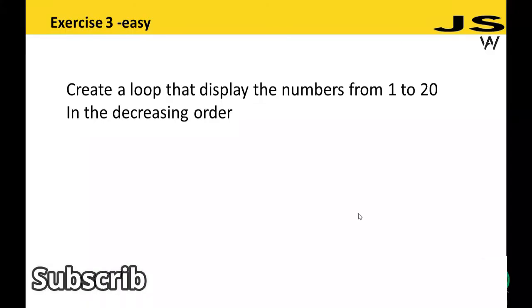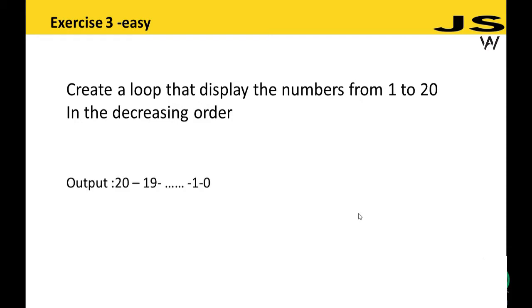Another exercise about loops. Okay, so this is another very easy example of exercise about loops. So create a loop that displays the numbers from 1 to 20 in decreasing order. This is a little bit challenging for you, so we do just the loop from 1, how we can increase the numbers. But here we will do another example, another case. Okay, so the output should be, we have the numbers from 1 to 20, but the output should be 20, 19 until 0.